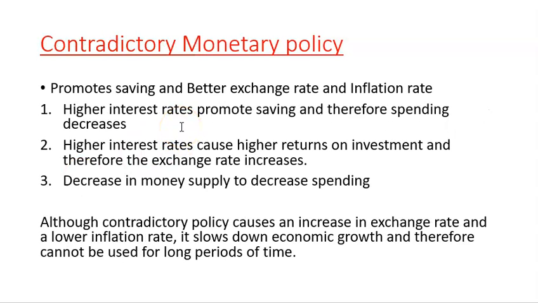So then they made up contradictory monetary policy, guys. So this is basically the things that they do to try and make sure that inflation and the interest rate don't get out of hand, guys. They need to try make sure that those are still in a safe position. So they go through contradictory monetary policy, okay? And it promotes saving and better exchange rates and inflation rates, guys.